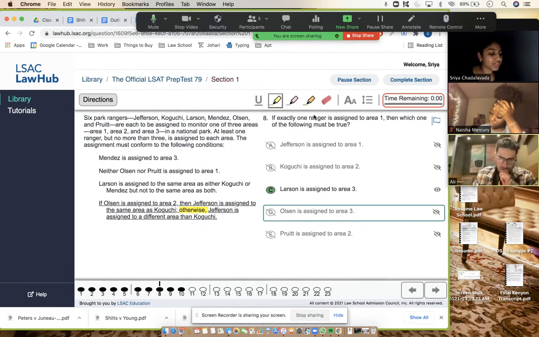If O is in 2, J and K have to go together, right? Yes, because of that conditional rule. Exactly. O is forced and J and K have to be together. Yep. And then putting J and K together in 2 meant that we had to put P in 1 eventually. Right? So what if we put J and K in 3? What happens then?